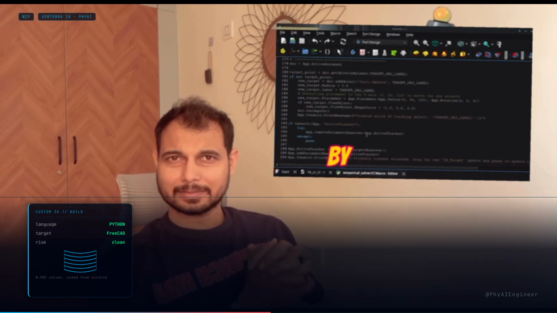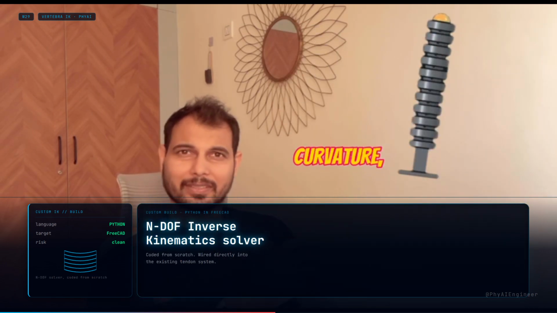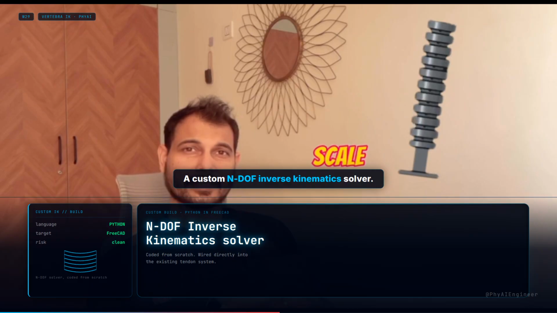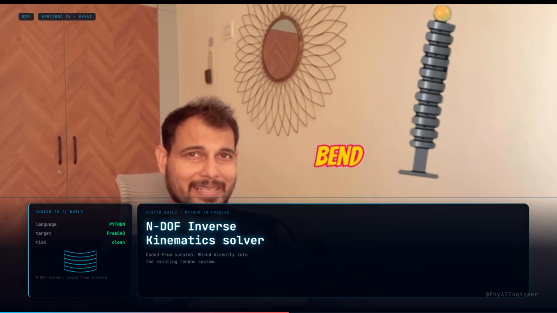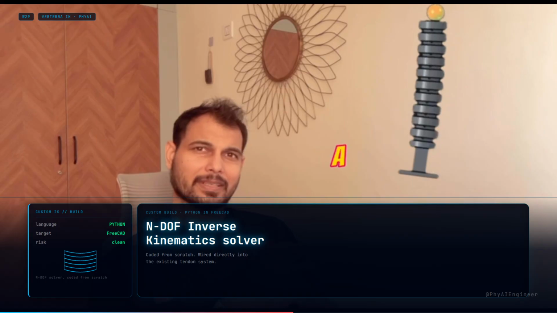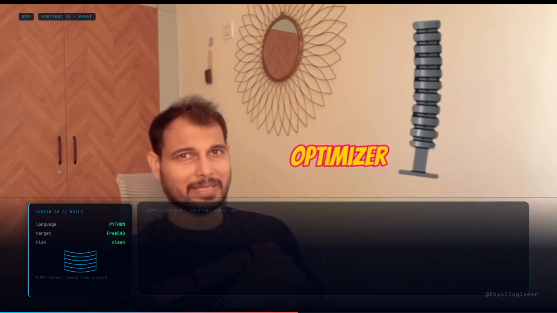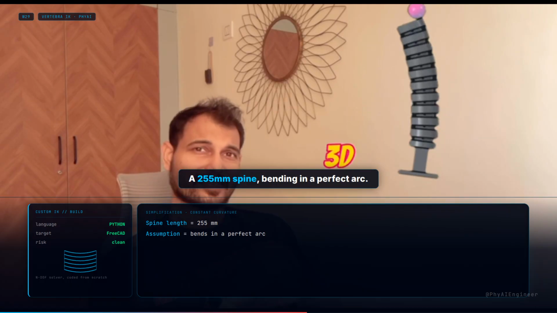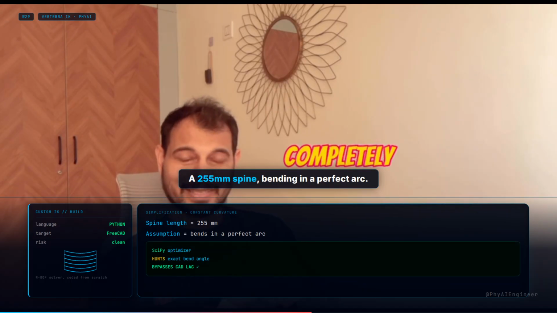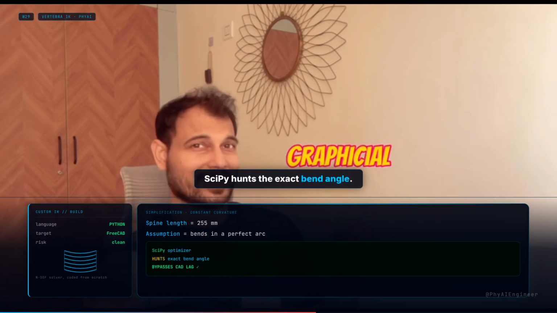Initially, by applying the principle of constant curvature, the script assumes the 255 spine will bend in a perfect arc. It uses a SciPy library optimizer to hunt for the exact bending angle needed to reach any 3D coordinate in space, completely bypassing the FreeCAD graphical lag.